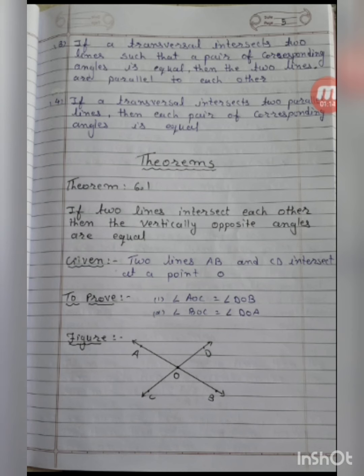Given: two lines AB and CD intersect at a point O. To prove: angle AOC is equal to angle DOB. Second, angle BOC is equal to angle AOD. Now you can see the figure here. In the figure, draw two lines AB and CD intersecting at O, and mark angles AOD, BOD, BOC and AOC.